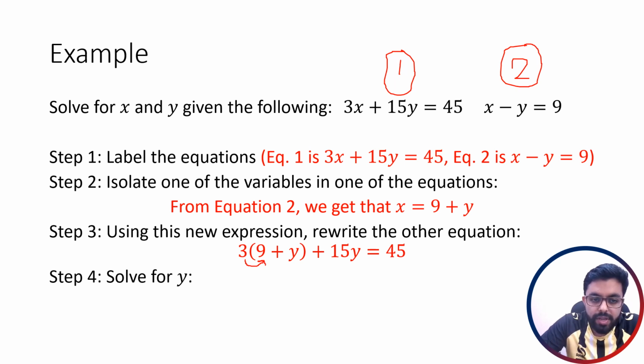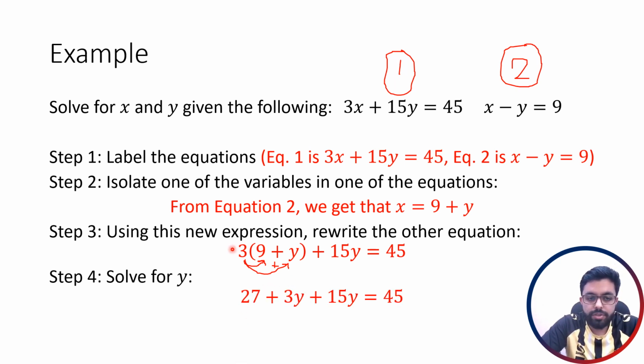So you multiply the 3 by 9, that's 27. You multiply 3 by y, that's 3y. And then you just keep the plus sign in between them. So you get 27 plus 3y, that's just this piece right here, becomes this piece right here, plus 15y equals 45. Hopefully nothing too wild there.